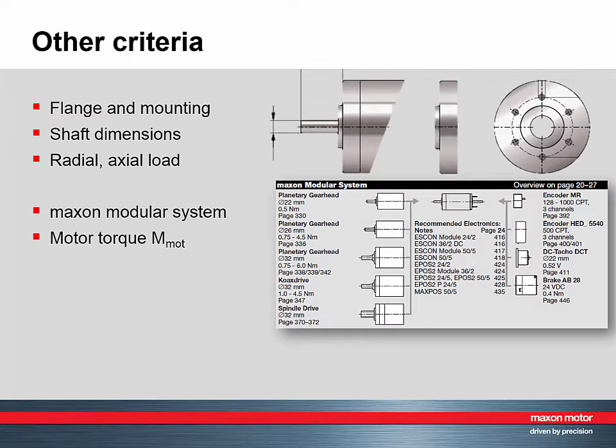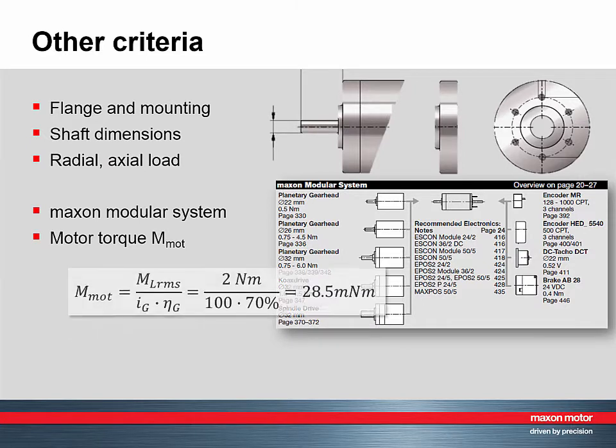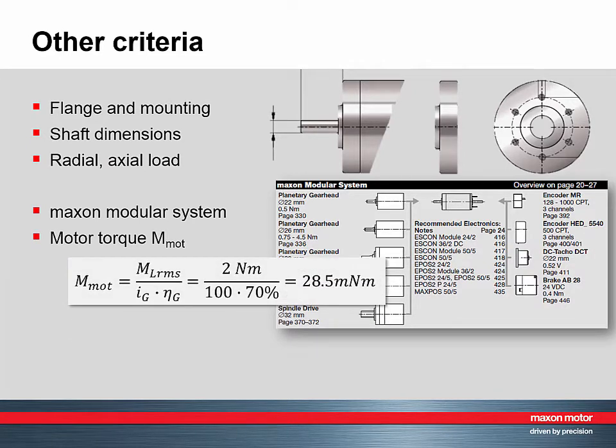Check the maxon modular system for suitable motor types in combination with this particular gearhead. Is it possible to find matching motors with sufficiently high torque? In our case, the RMS motor torque amounts to about 28 millinewton-meters. Particular conditions require special gearhead types, sterilizable versions, gears with specially high torque or high input speed, heavy-duty versions for high pressure, vibration and temperature, and other special gearheads.